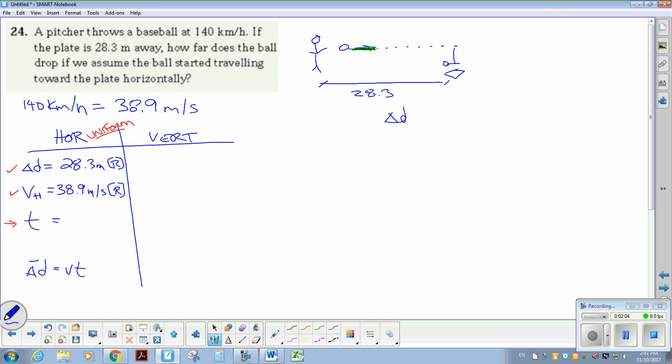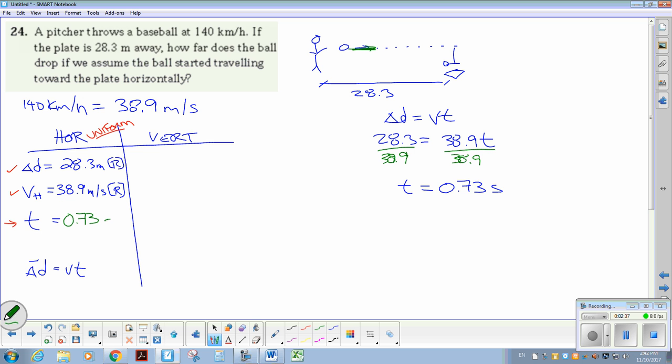So delta d equals vt, 28.3 equals 38.9t. So this pitch, if you're standing in the batter's box, took 28.3 divided by 38.9. So it took about 0.73 seconds. So not very much reaction time there. So that's information I've calculated.